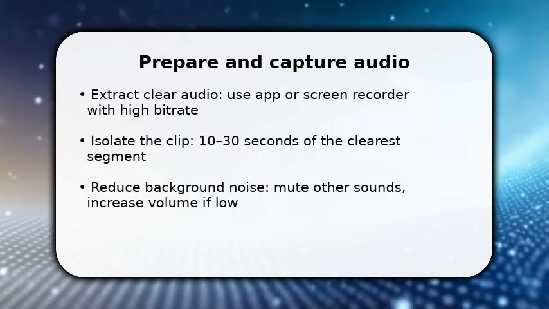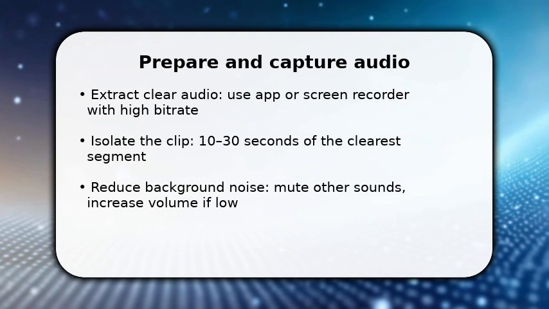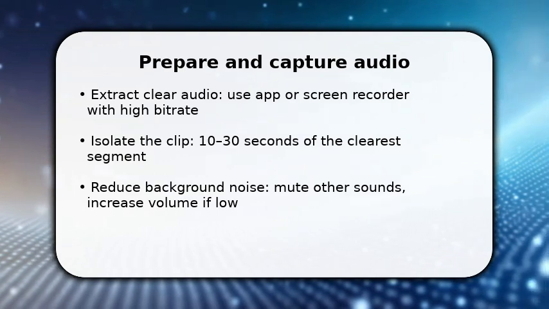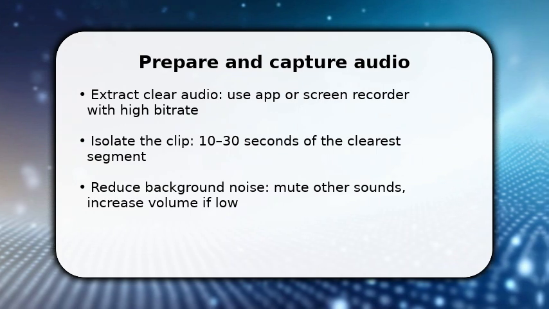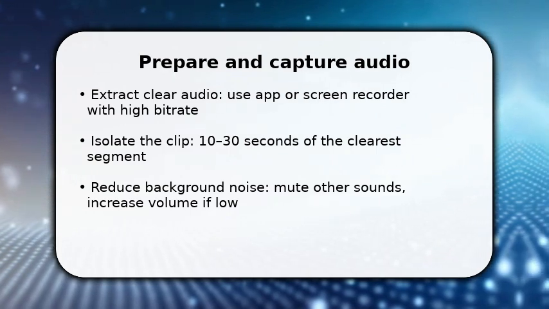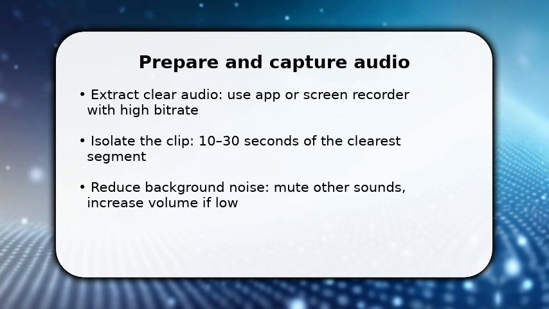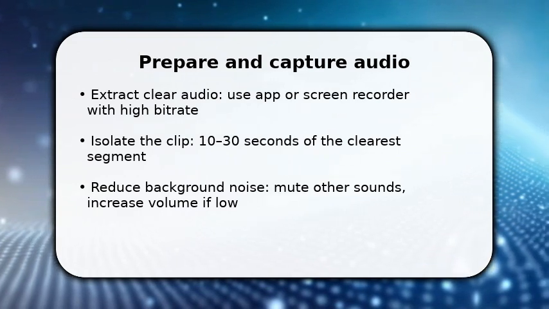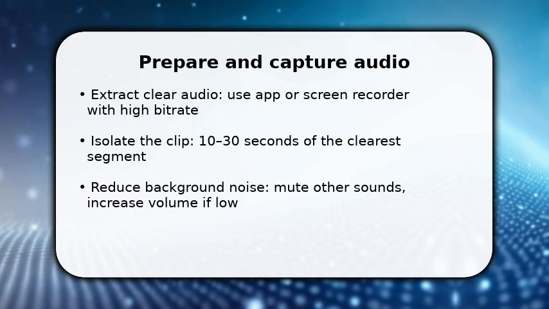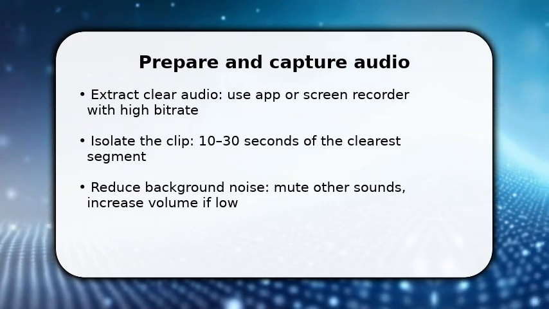You start by getting the cleanest audio possible. Use a screen recorder or an app that extracts audio from the video. Once done, trim to a 10-30-second segment where the music is most distinct. Make sure you mute notifications and other sounds before recording, and boost the clip volume slightly if it's faint.